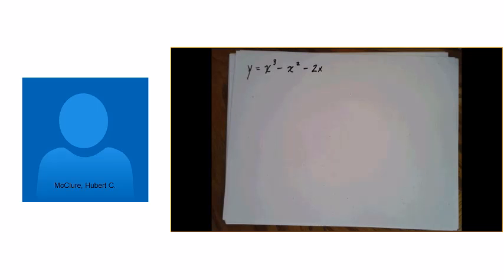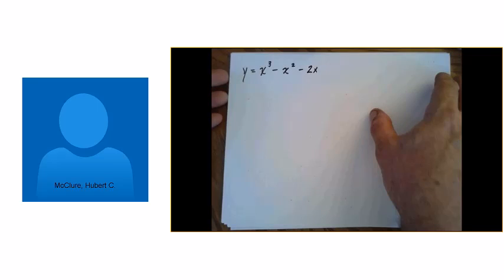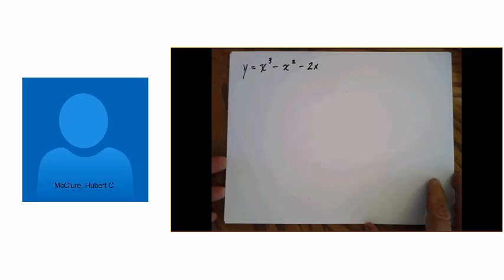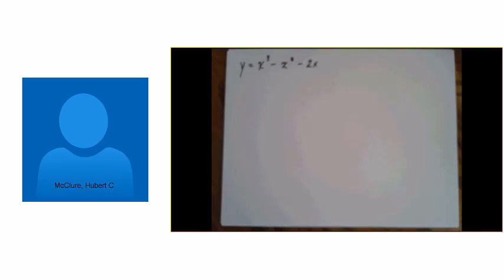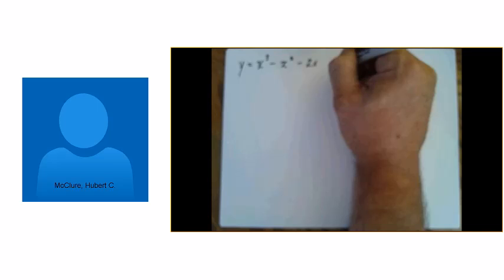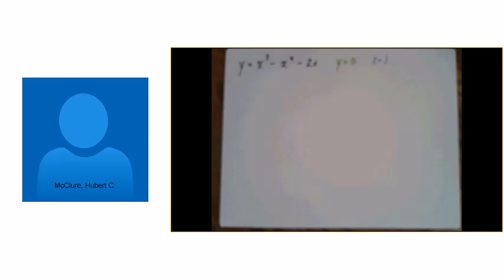Okay, and I'm going to do the highlights. I'm going to do them even though you can't see them very well. There's a reason I'm doing it. Okay? And y is equal to 0. And x is equal to 1. And x is equal to 2.